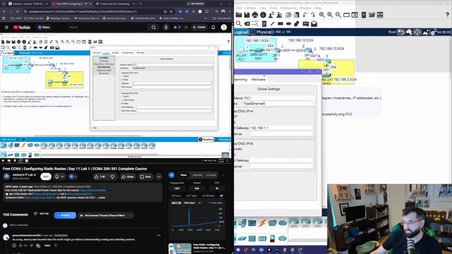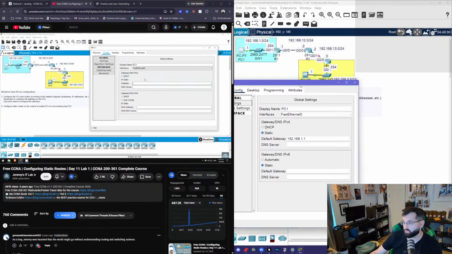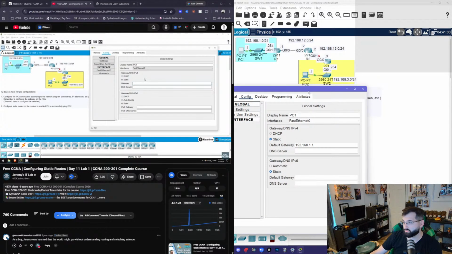And the first thing we should configure is the gateway here. This is the address to which PC1 will forward packets which are destined for a location outside of the local network. Its default gateway is going to be .254.